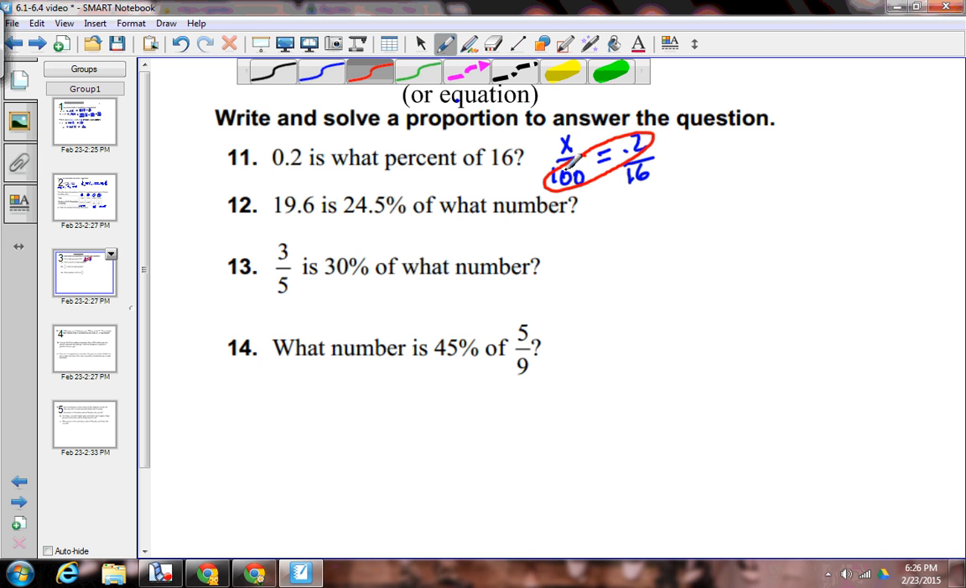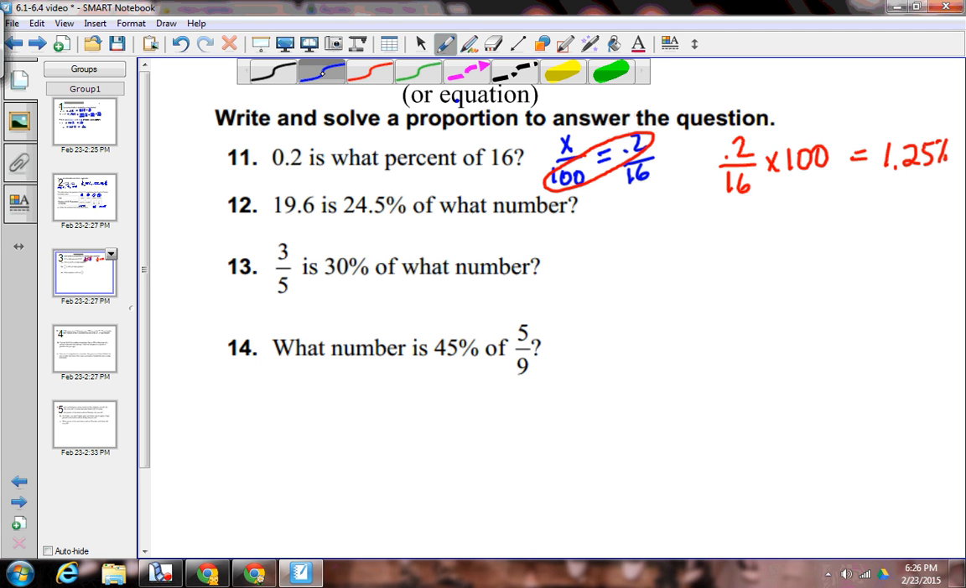Or let's use our equation that we can find our part, and divide it by our whole. And then don't forget to multiply by 100 to turn that decimal into a percent. Either way you do it, you end up with this answer of 1.25%.